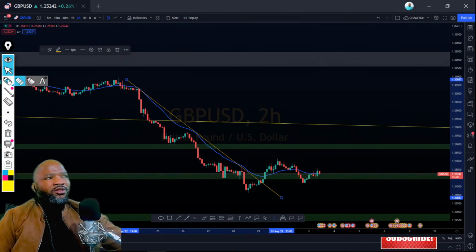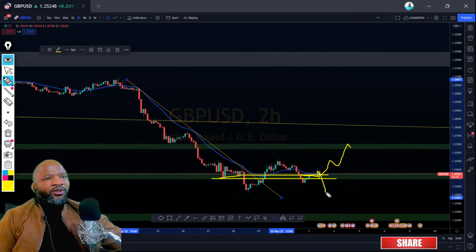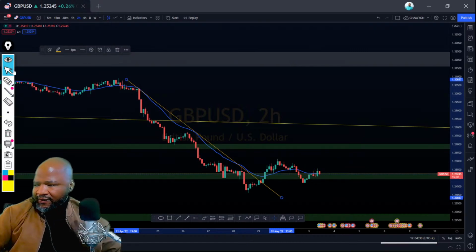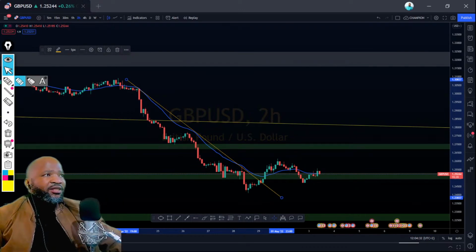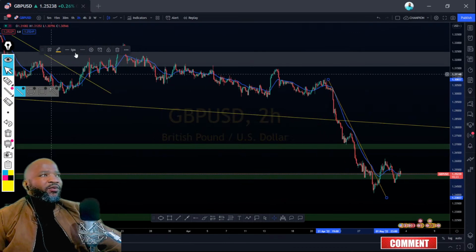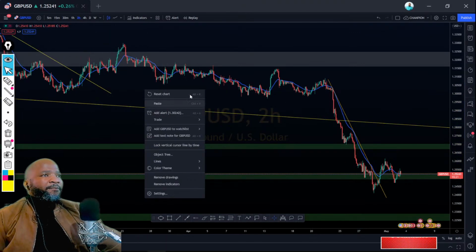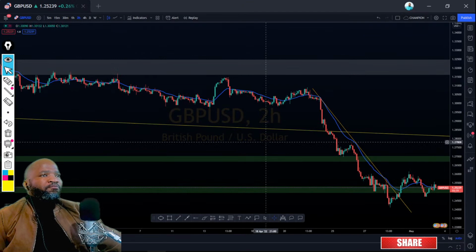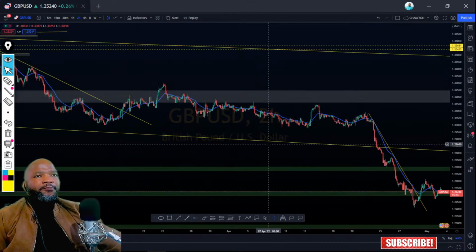We could see our price pushing towards the upside, or if it doesn't respect this level, you might see it pushing lower. At the moment the price is choppy, it's not that volatile. As I can see it now, it's not that volatile. So this is our GBPUSD.